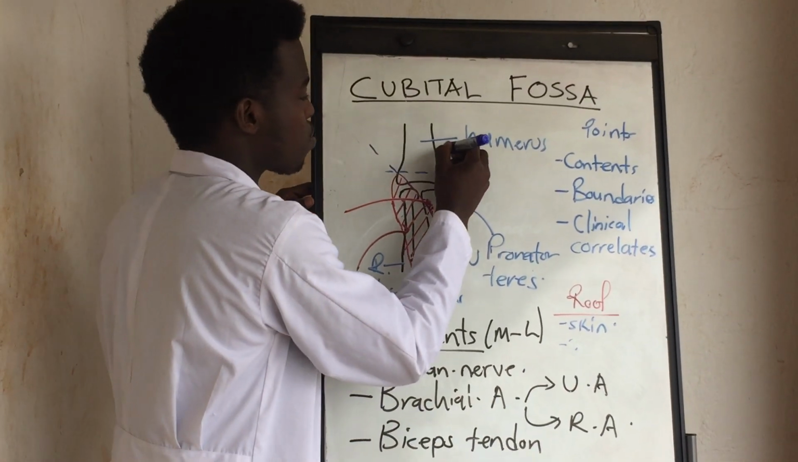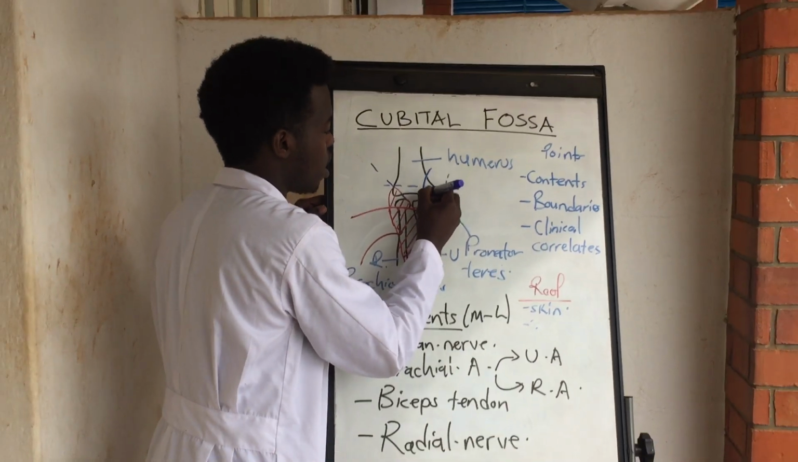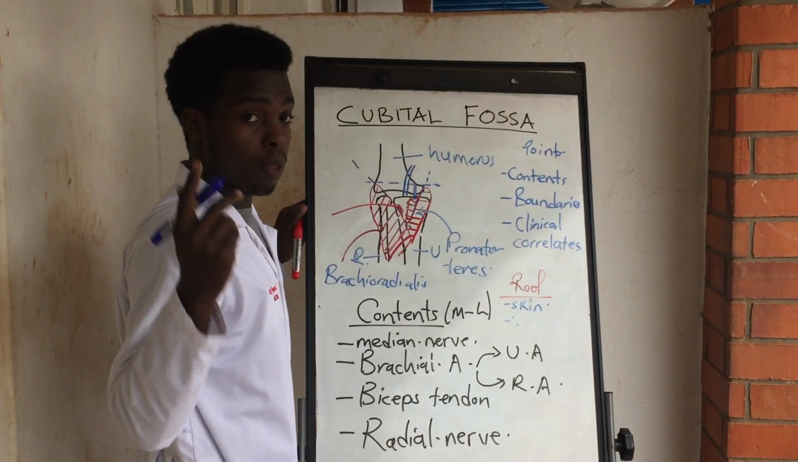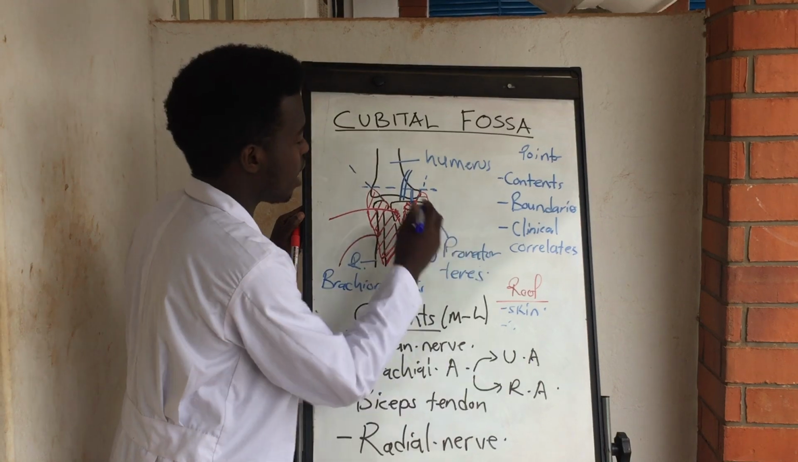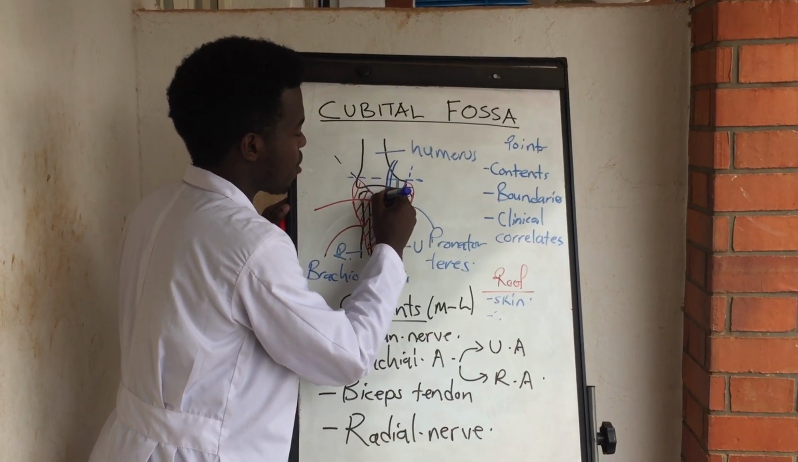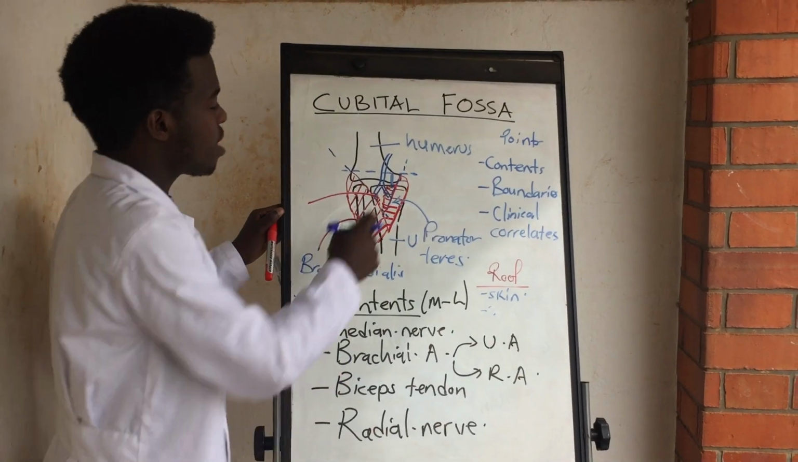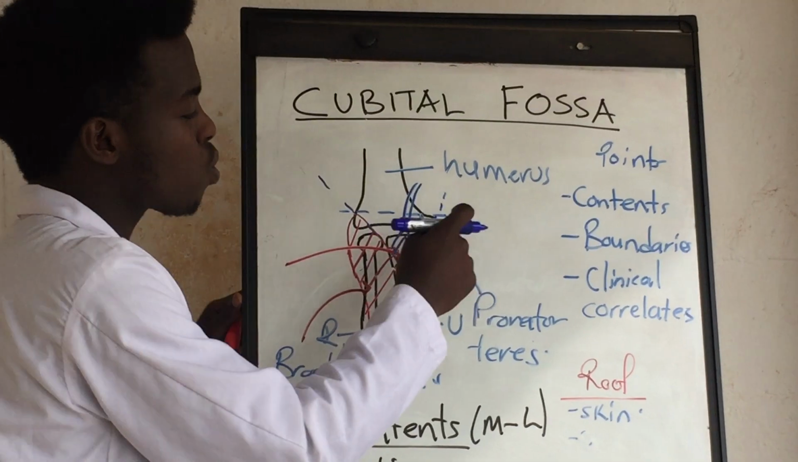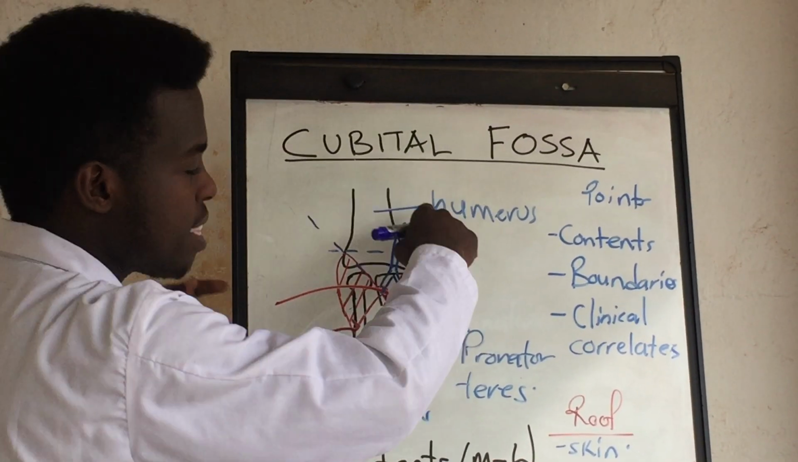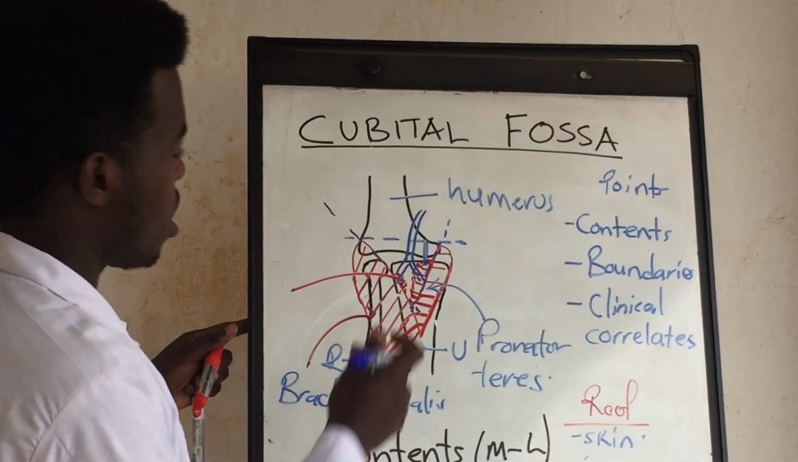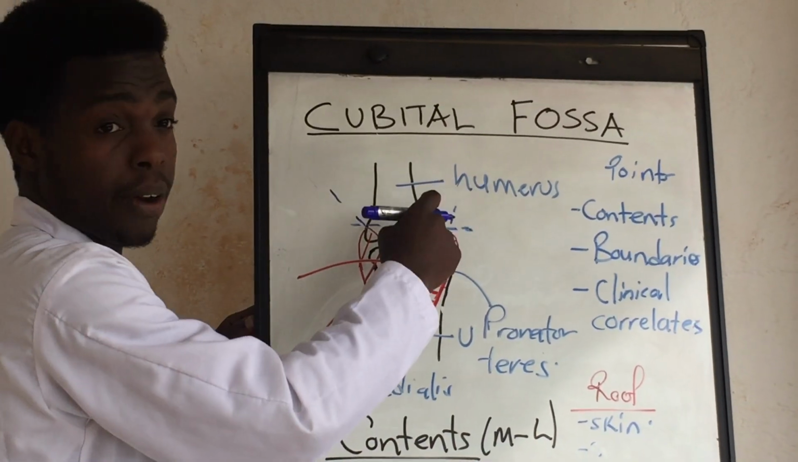So we're going to have this brachial artery here, and it's going to bifurcate to give us the ulnar and the radial artery. Now this so-called ulnar artery is going to be separated from this median nerve by the deep head of the pronator teres. This is the radial artery.